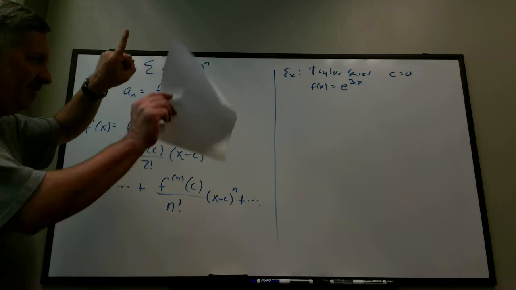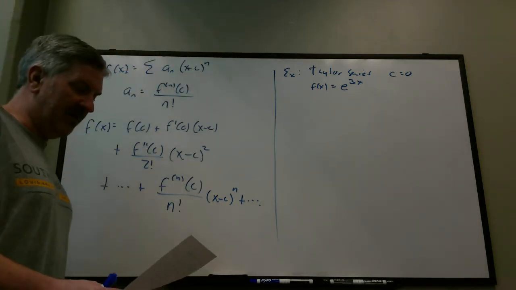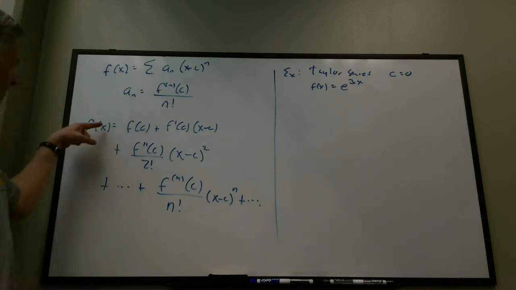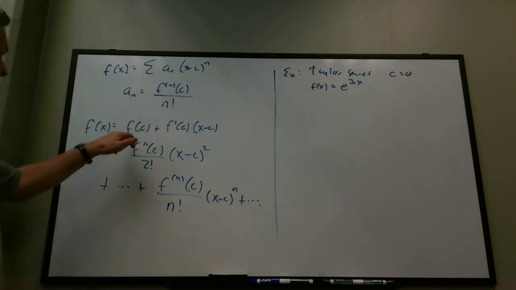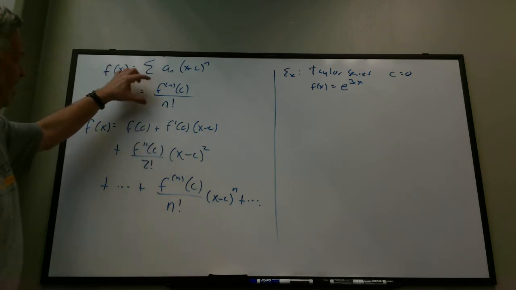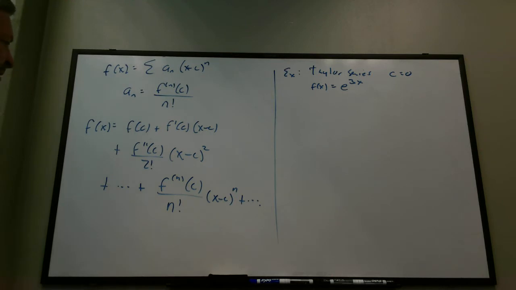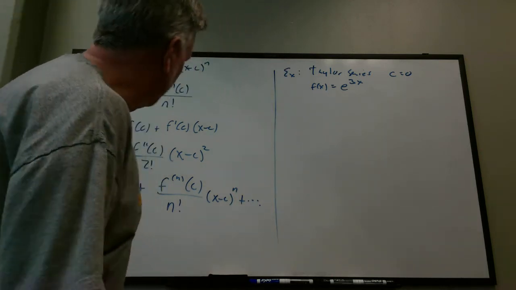Remember the notation f to the n in parentheses means derivative. The nth derivative at c over n factorial, and therefore f would look like this, right? f of c plus f prime of c times x minus c. They're just filling in, expanding the sum out where a sub n is f^(n) of c over n factorial. Now this should look familiar, right?